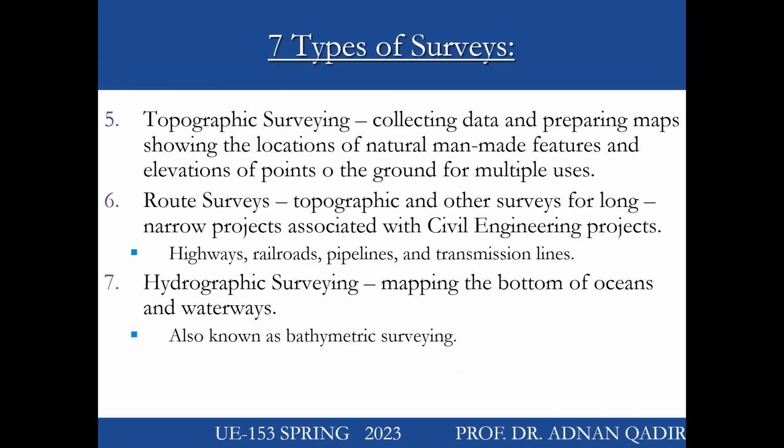There is a topographic survey in which we collect data and prepare a map showing the location of natural and man-made features and elevation of points on the ground for multiple buildings. Route surveys: this is topographic and other surveys for long, narrow civil engineering projects, such as highways, railroads, pipelines, and transmission lines. In the hydrographic survey, we map the bottom of the oceans and waterways, also known as the bathymetric survey.